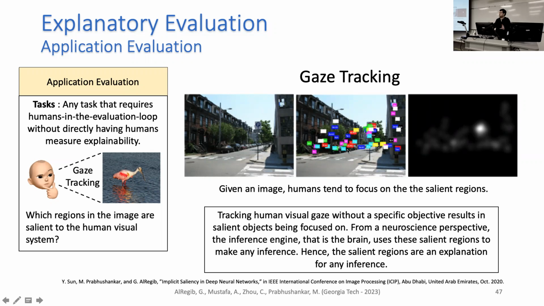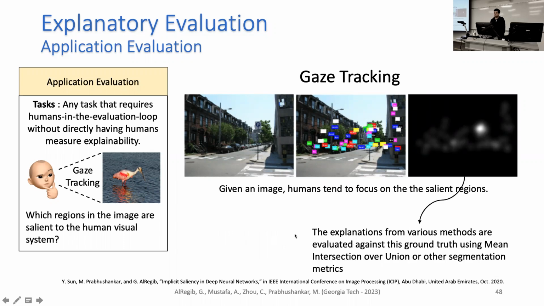So this is the assumption that we are making, that the important parts of the image are the parts of the image that lead to a particular decision. In other words, I want to make sure that my explanation looks something like this, or has a large overlap with these particular regions, right? Is there any question here on what gaze tracking is? It's basically tracking human visual gaze with specific objective results, essentially.